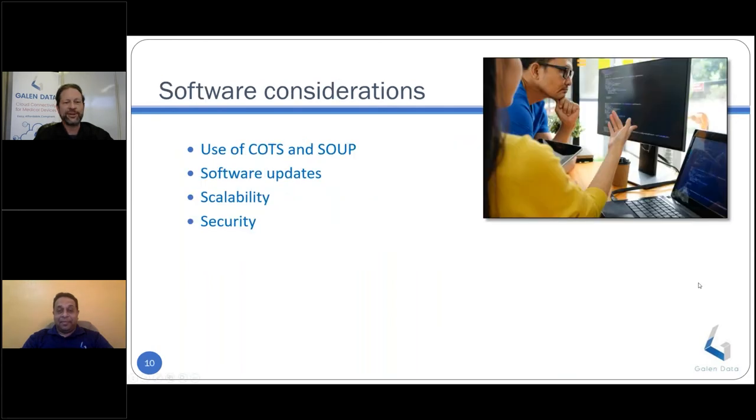What about software, the other side of the coin? Sure. So as with hardware choices, you have to understand the impact that the software choices will have in your connected products. Specifically, I want to talk a little bit about what we call COTS and SOUP: commercial off the shelf, and then software of unknown provenance.